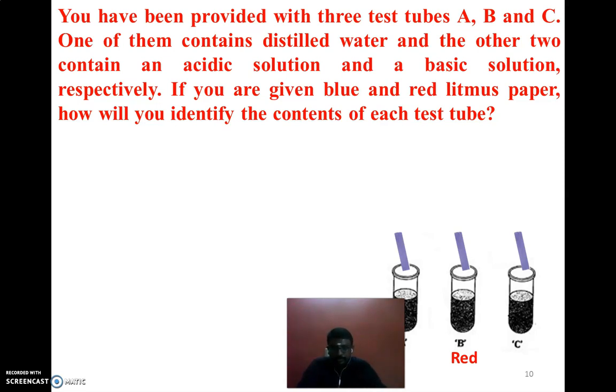We have to identify which test tube it is. That test tube is the basic solution, and in the remaining 1 test tube, no changes occur when we add blue litmus paper and also red litmus paper. That test tube is the distilled water.